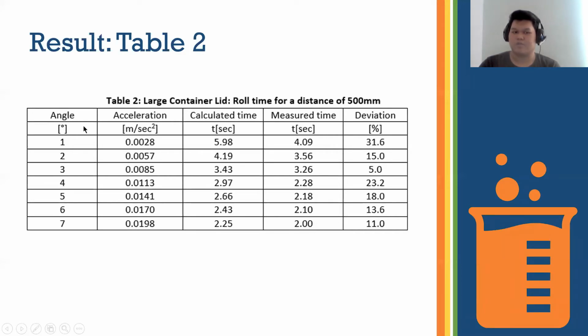Okay, with the times that we got before, we use the formula of acceleration to calculate it. So this is the result for acceleration for every degree of angle. And for the calculated time, we use the formula of T from before. And then for deviation, we use the formula: calculated time minus measured time, divided by calculated time. And then we get the result of 31.6% for each angle.